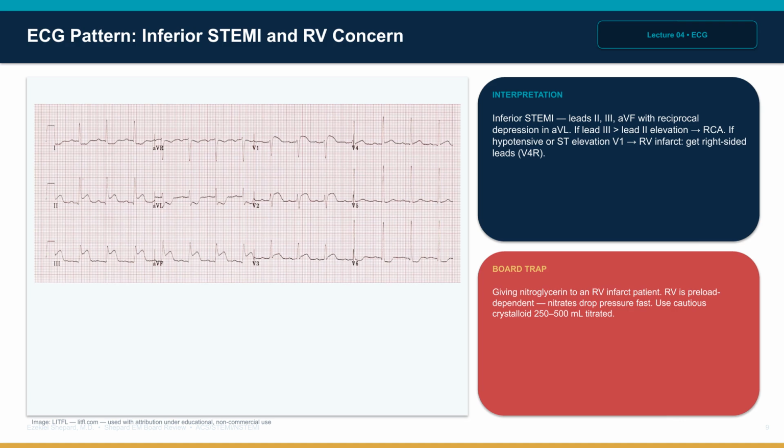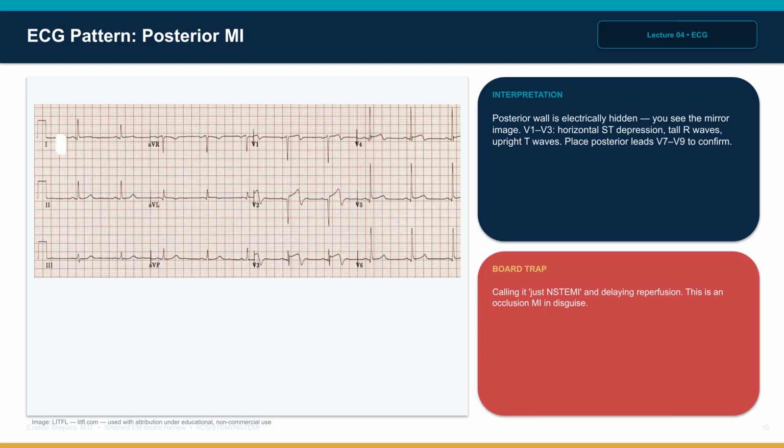That can drop the blood pressure fast, so resuscitate, avoid preload-crashing medications, and activate the reperfusion pathway. Posterior MI is one of the classic missable ECG diagnoses. The posterior wall is electrically hidden on a standard 12-lead ECG, so the tracing gives you a mirror image.